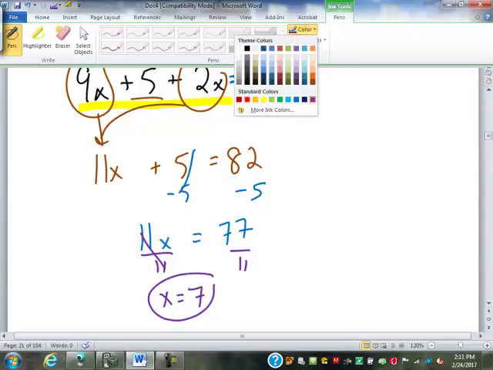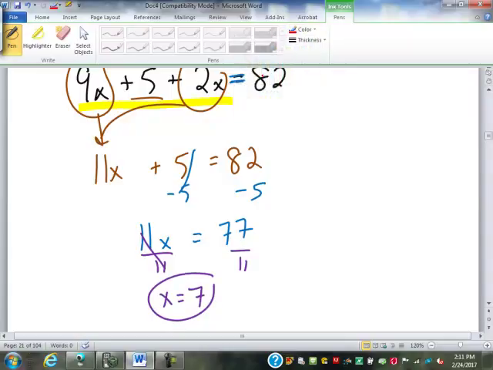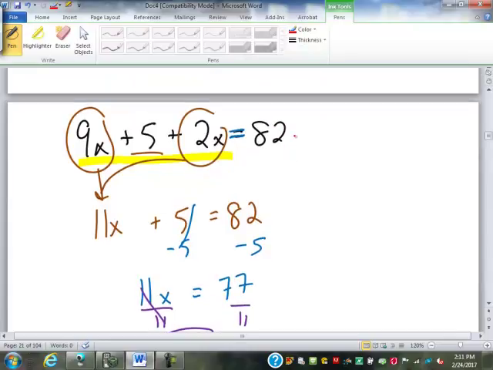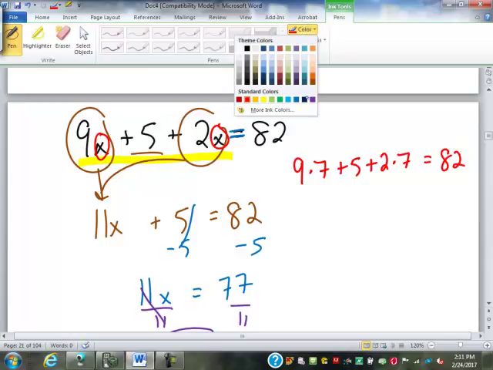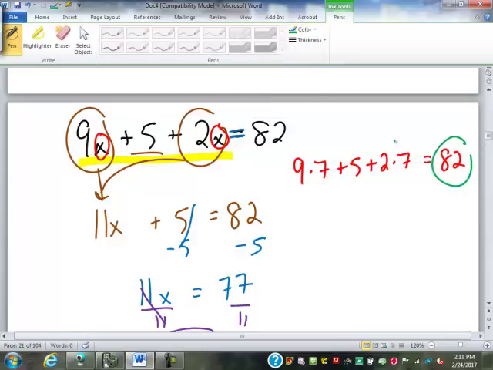Now, if this were a quiz, and if I weren't sure about that answer, like we said before, go back and double check those answers. If x equals 7, that means I could put 7 in each of these spots for x, and I should get the same value on each side. So 9x would become 9 times 7, plus 5 plus 2x would become 2 times 7. That equals 82. Now there's nothing to do over here on the right side. That's just 82. So let's do our order of operations on the left side.